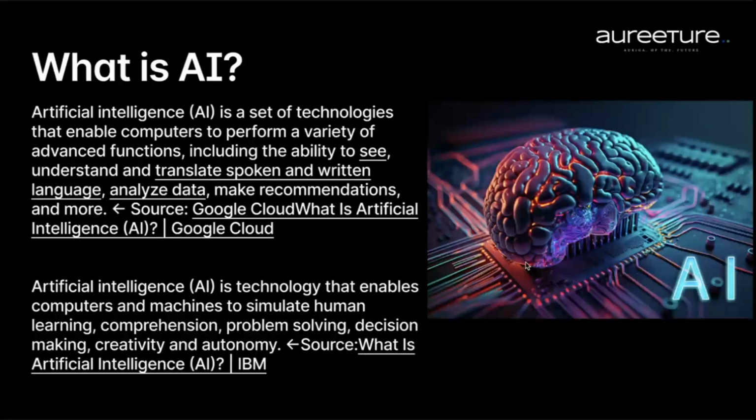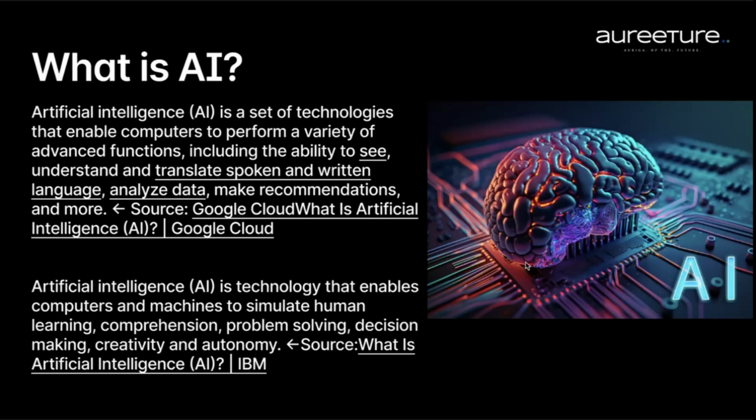a set of technologies that enable computers to perform a variety of advanced functions, including the ability to see, understand, translate spoken and written language. This is basically GPT that we are talking about. Analyze data, make recommendations. You have all got recommendation engines, right? When you're browsing on Amazon, whenever you hit search for a particular product, all of a sudden, all the other products pop up as well that are related to it. How does that happen? How does it rank the products? So that's done by recommendation systems.